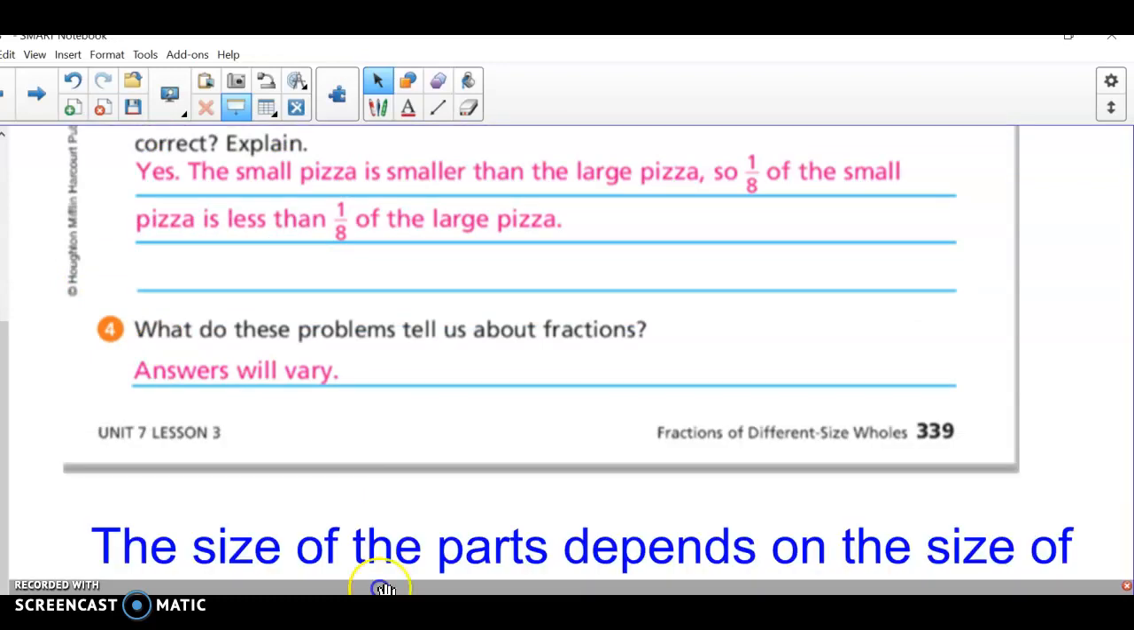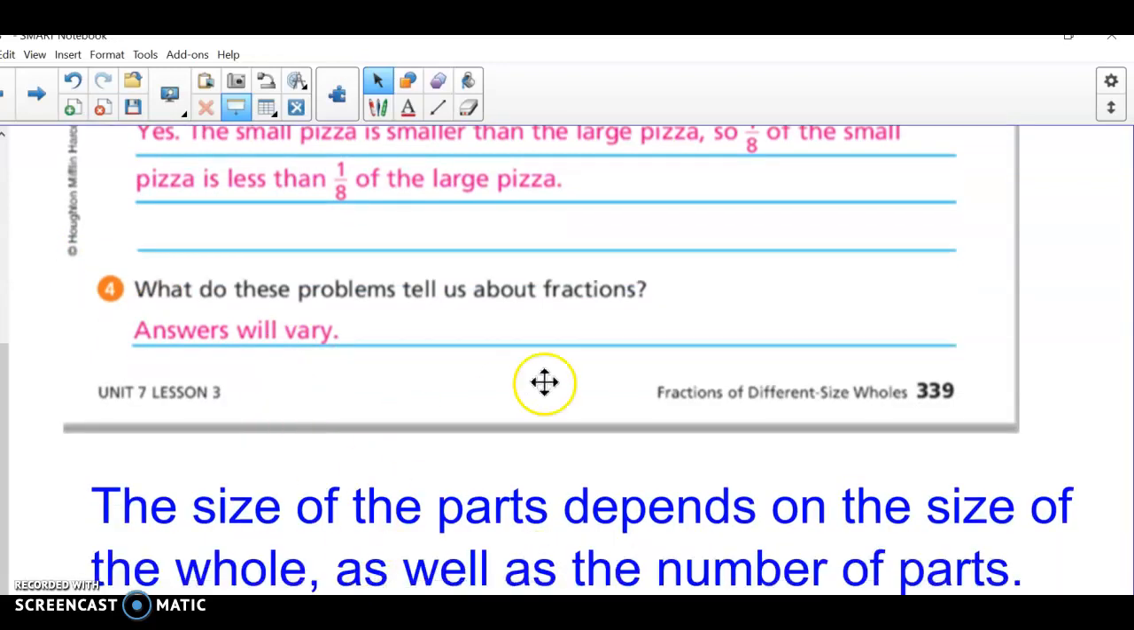The whole idea, let me scroll down here. The whole idea is the size of the parts depends on the size of the whole, as well as the number of parts, right? So 1/8 depends on 1/8 of what? Right? 1/8 of a big pizza or a big sandwich, or 1/8 of a small pizza or a small sandwich. Okay.